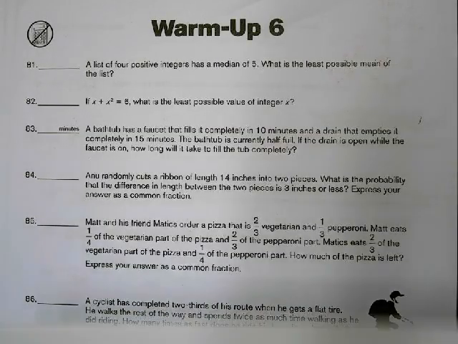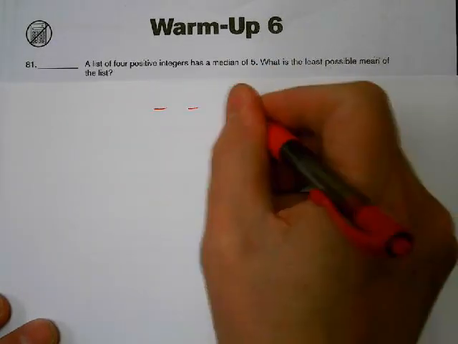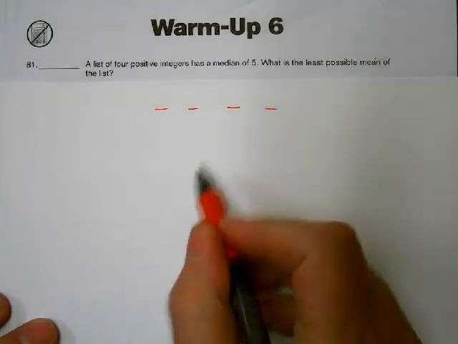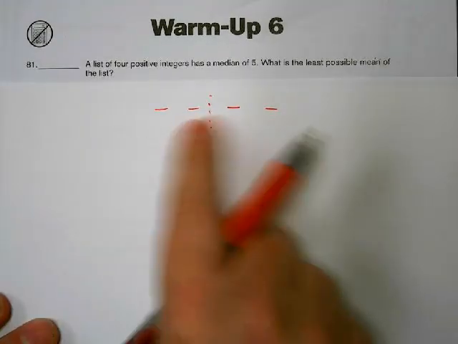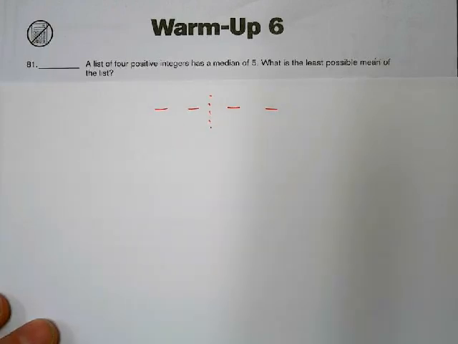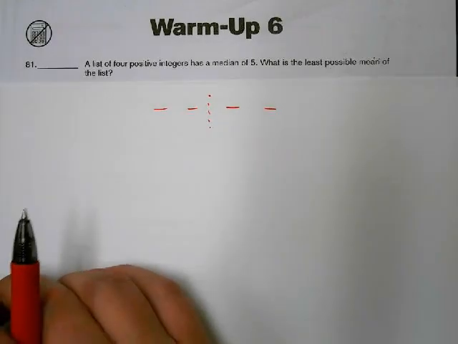All right, so we got 4 numbers. 1, 2, 3, 4. And we know that the median, the halfway between them, is 5. So the average of the second and third number is 5. And we want the least possible mean of the list. So we want the smallest numbers possible.